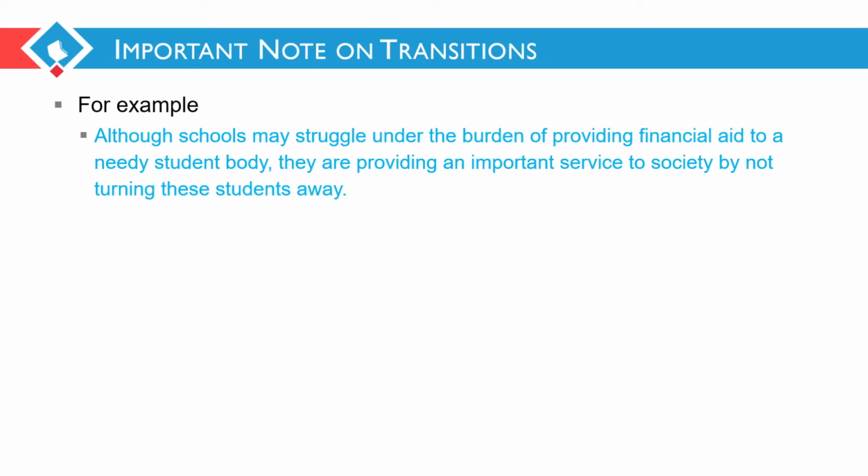In this case, this could be the last sentence of a paragraph, or it could be the starting sentence of the next paragraph. Either one of those would work fine because you're transitioning from one thought to the other by saying that even though they have this burden, they're providing an important service. And then you can start talking about how that important service to society comes about by students actually getting the education that they need, even though they may not have the financial wherewithal to attend that college or university on their own.